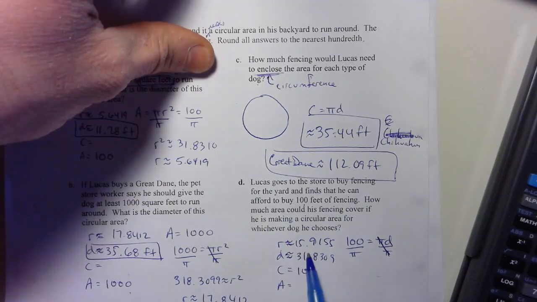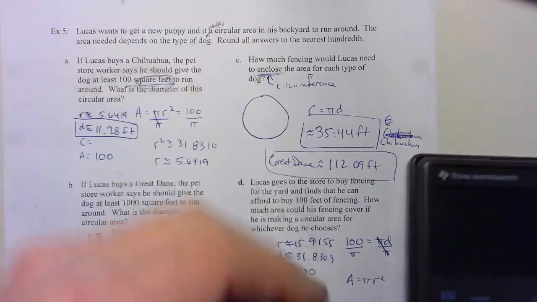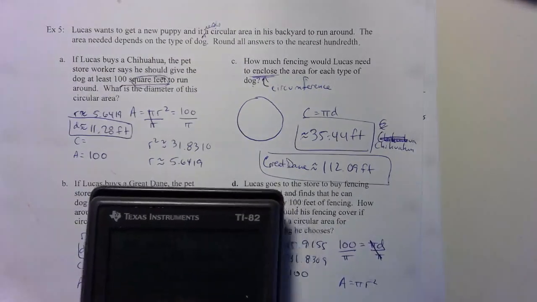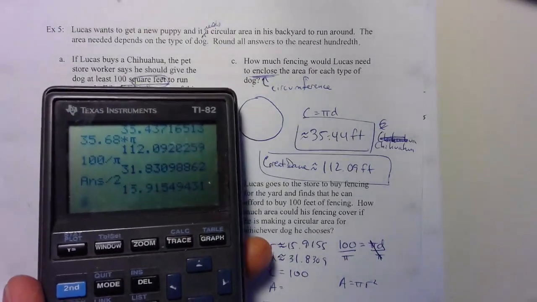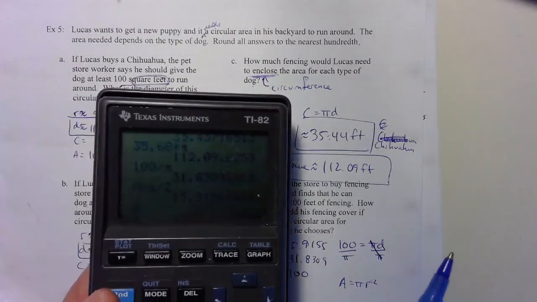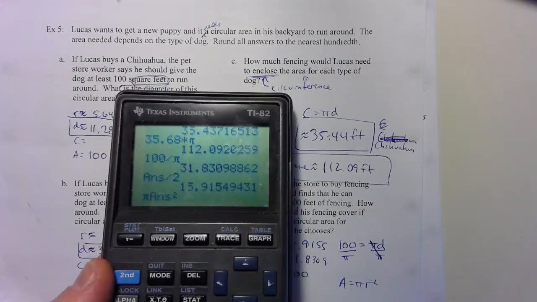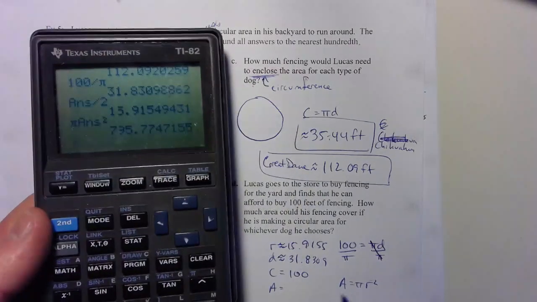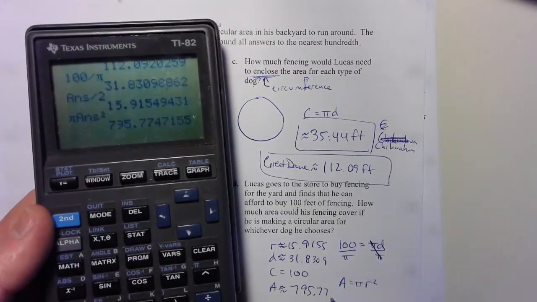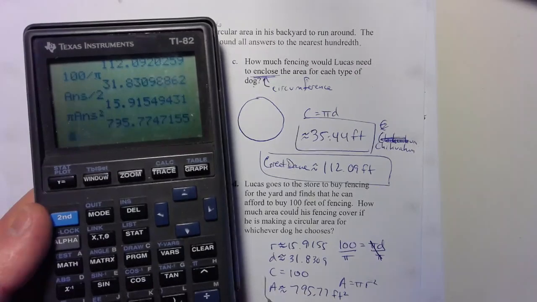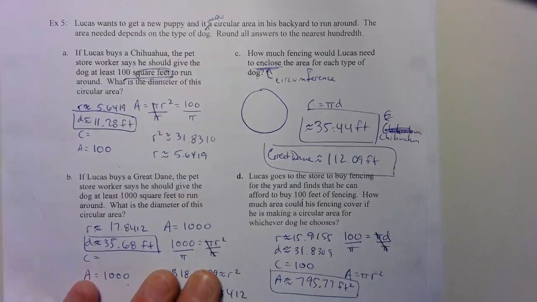How much area could it cover? Area is pi r squared. Notice I'm using the whole answer; you can use the four-digit answer if you want, but I'm just going to use the answer key, so I take pi times answer squared. It automatically plugs it in, and I get about 795.77 square feet. Remember, it's area, so it's square feet.